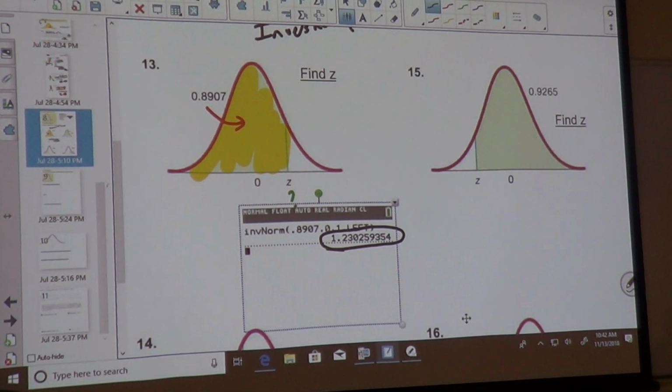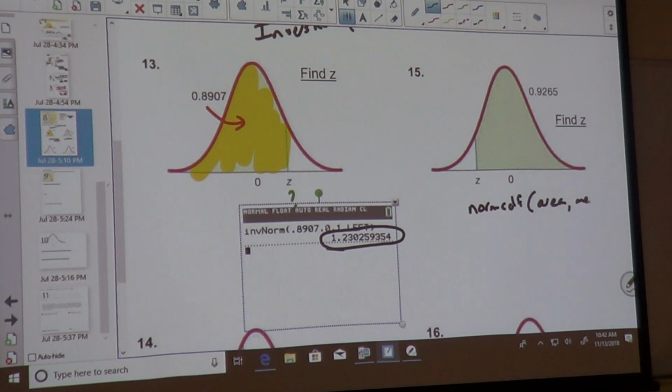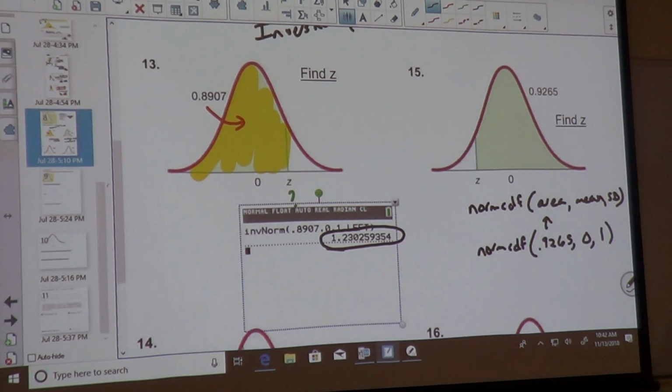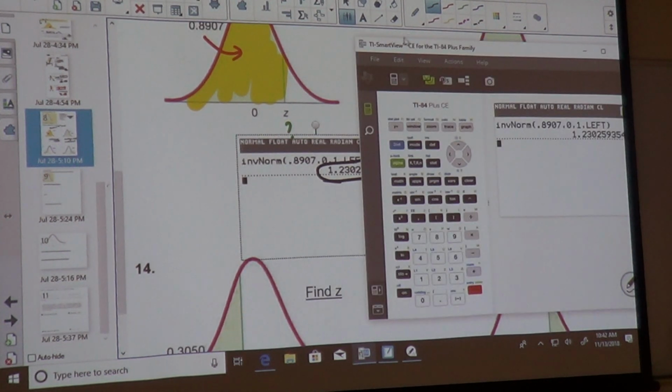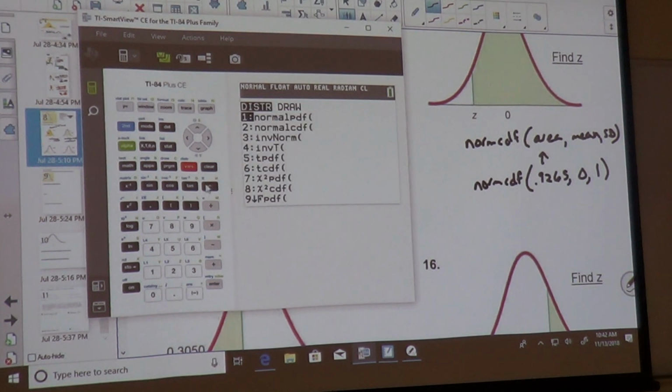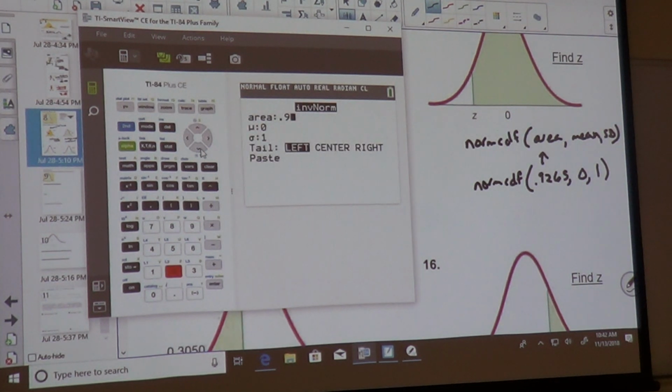So like, let's do this next one. If I did the normal CDF, it's going to be area, mean, standard deviation. So what would my area be? The borderline. 0.9265. What would my mean be? And what would my standard deviation be? 1. So we go in and we do the normal CDF. Okay? So in here, come over. I am working backwards because I know the area, so I'm doing the inverse. This will be the last one we do. Pretend yours doesn't have what mine has. So I'm just going to leave that blank like it is.